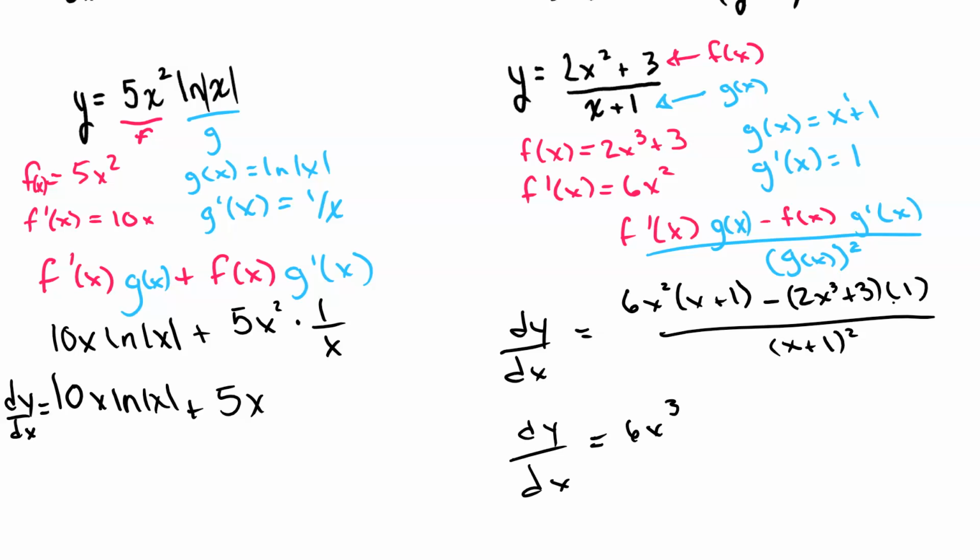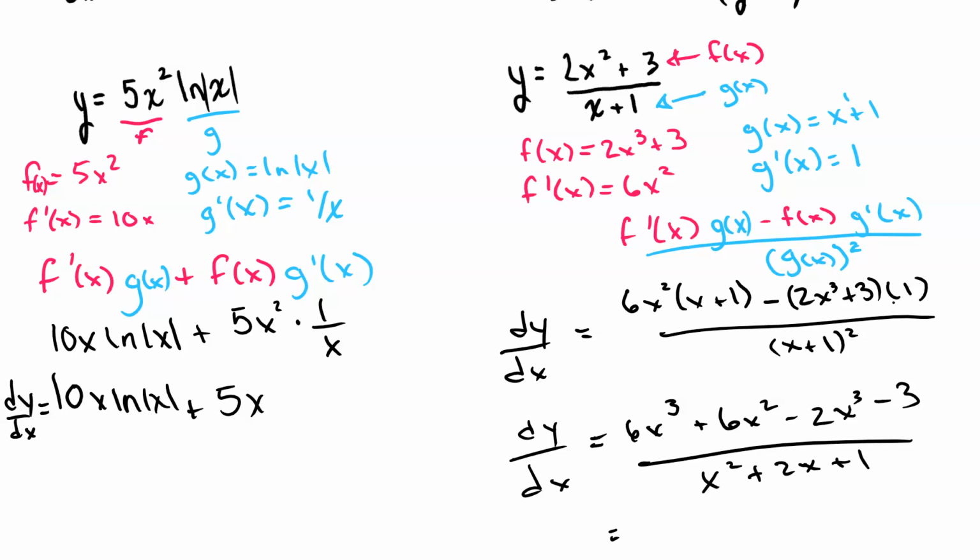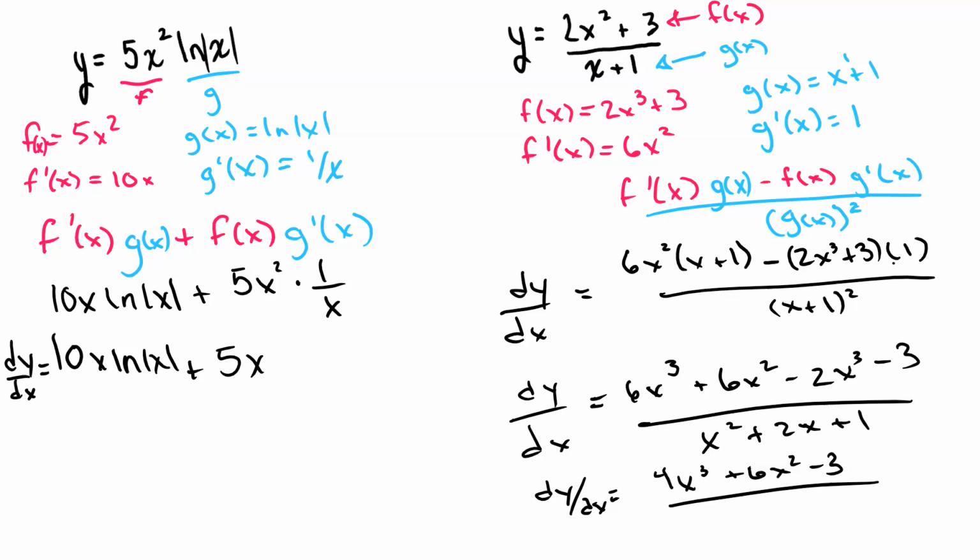So we end up with 6x cubed plus 6x squared minus 2x cubed minus 3 divided by, and when you FOIL the denominator, you're going to get x squared plus 2x plus 1. We're almost done, just got to hang in there for another second. So we have 6x cubed minus 2x cubed, 4x cubed plus 6x squared minus 3 over x squared plus 2x plus 1. And that's it.